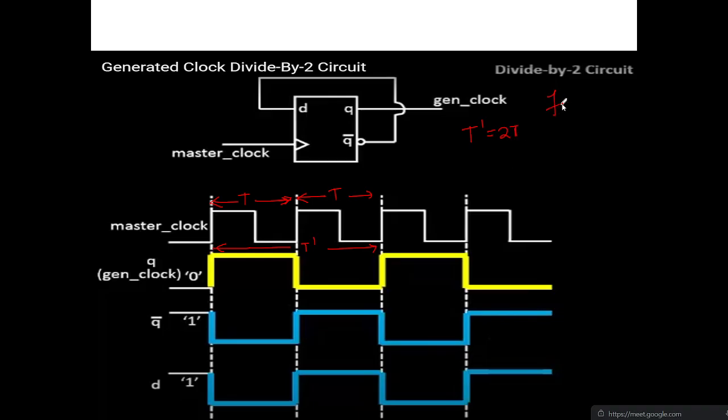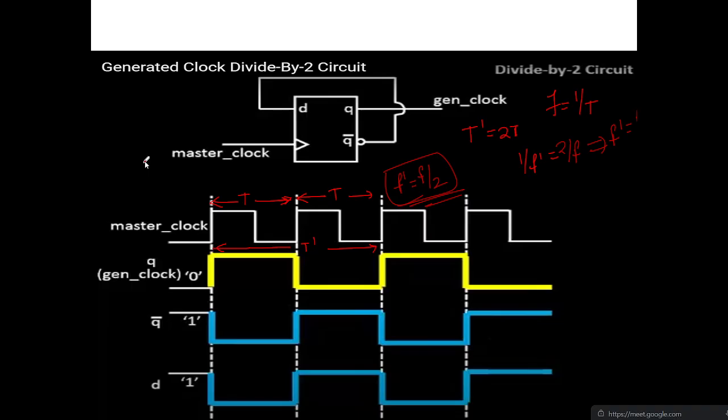You know that frequency is the reciprocal of time. So 1 by F dash can be written as 2 by F. If it is 2 by F, what is F dash? F by 2. So the circuit is acting as a frequency divider by 2 now.